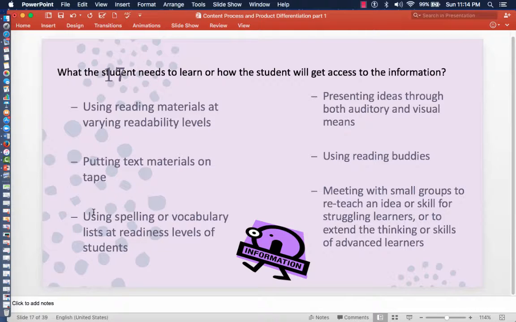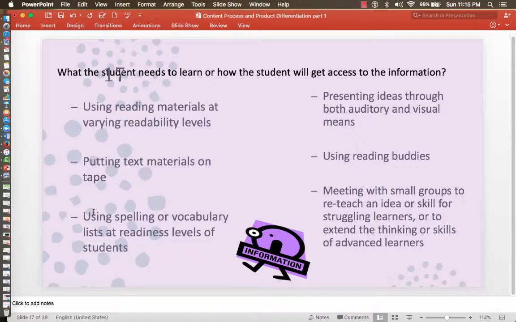So what do they need to know so that they can get access to the information? So we're going to have reading materials at different levels. We might need to have some text put on tape for those struggling readers. We also might need to use some spelling or vocabulary lists at different readiness levels. And we're going to want to be able to present ideas both auditorily, so maybe with a podcast, but also maybe through a visual means like this one. We might also want to have some different films that we put up.